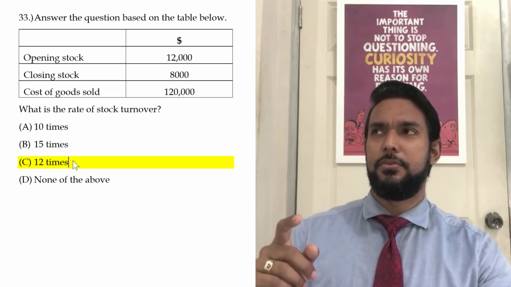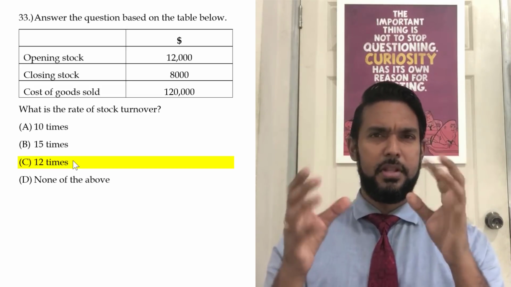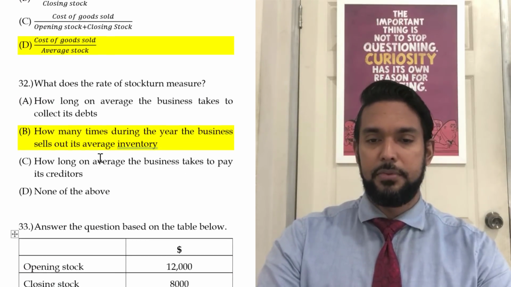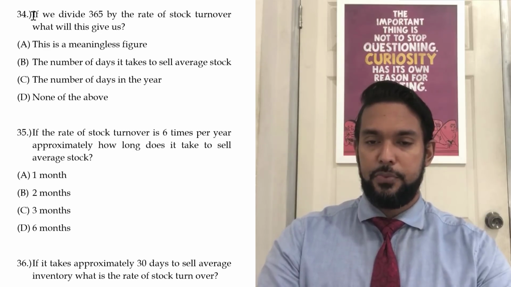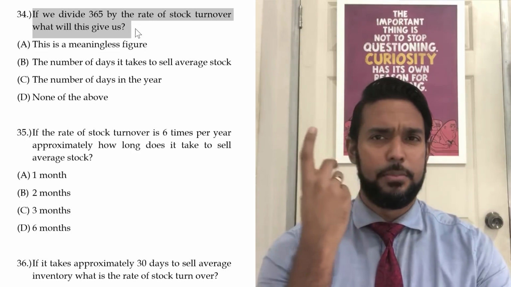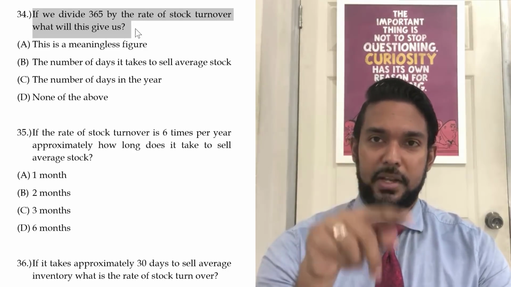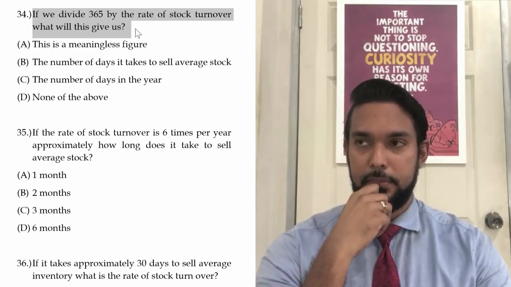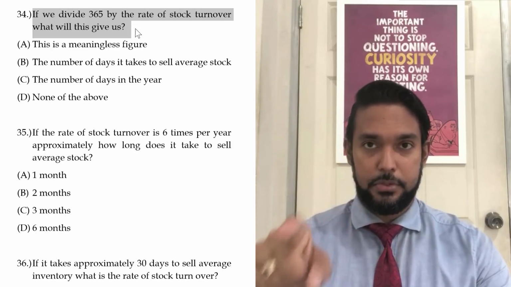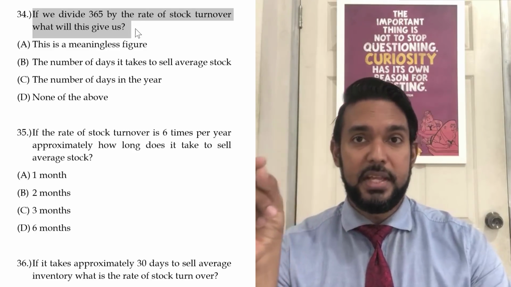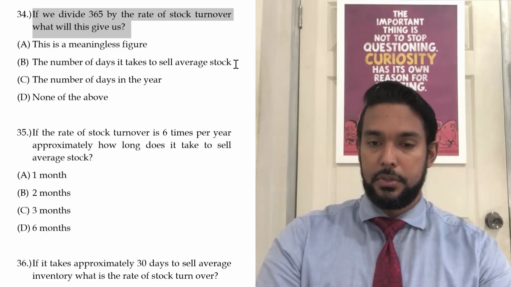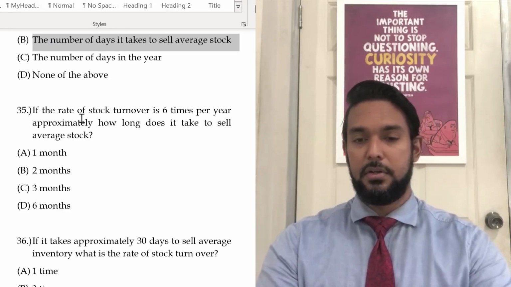What else do you think of when you hear 1 year and 12? Is there some link between 12 and 1 year? Keep it in mind. Let's go up to number 34. If we divide 365 by the rate of stock turnover, what does this give us? What is 365? That's the number of days in a year. So we're dividing the days per year by the times per year we sell out stock. If you've read the handout I've let you download, that is going to give us the number of days it takes to sell our average stock once.